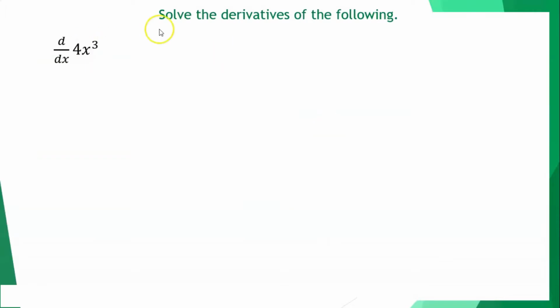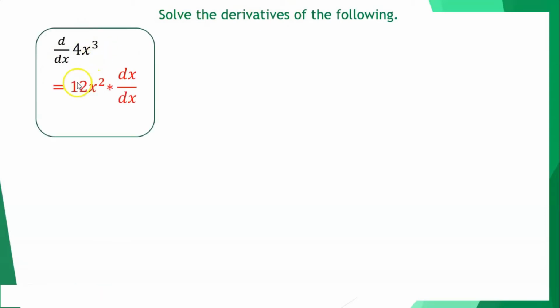To start, solve the derivatives of the following. What is the derivative of 4x to the power of 3? The result here is 12x squared, since the derivative of x with respect to x is 1. So in this case, we can cancel dx. So that would become 12x squared.